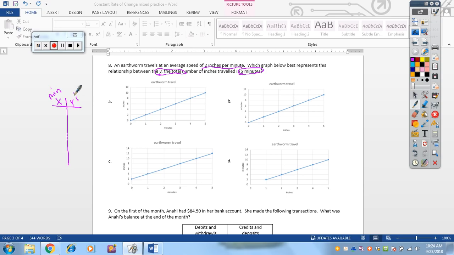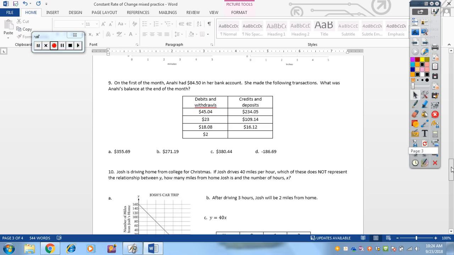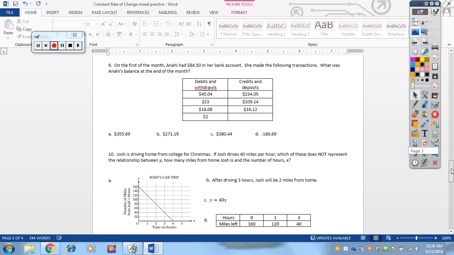Usually when we get this wrong, we confuse our x and our y. So in 1 minute, it says the earthworm goes 2 inches. So how far does he go in 2 minutes? Find the graph that matches this. Be careful with your labels. Make sure they're correct. They'll trick you with the labels. It's so silly. I don't know why that's necessary. But they do it, so be careful.